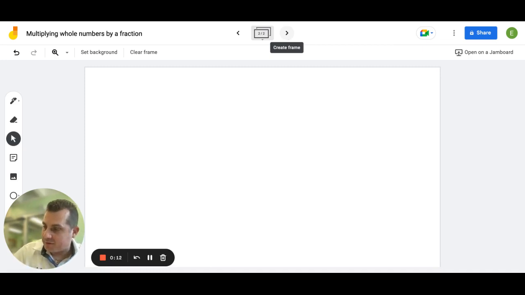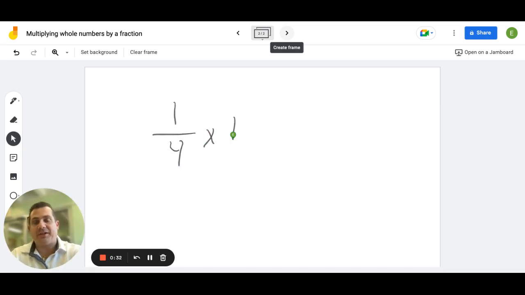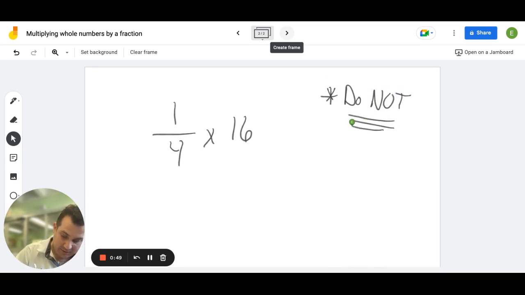First problem I want to do is let's take a look if we have... Let's make this a little bigger. Let's erase that. Let's do 1/4 times 16. So if I do 1/4 times 16, as you can see right here, first thing you want to remember is when you're multiplying fractions, you do not need to find a common denominator. So I'm going to put right here, do not need a common denominator.